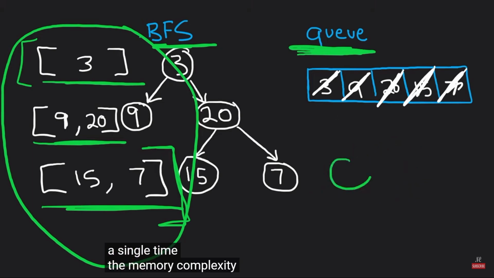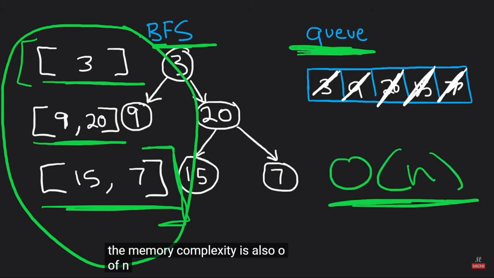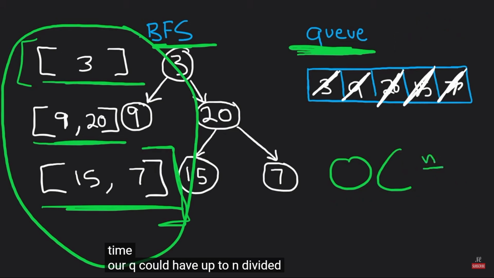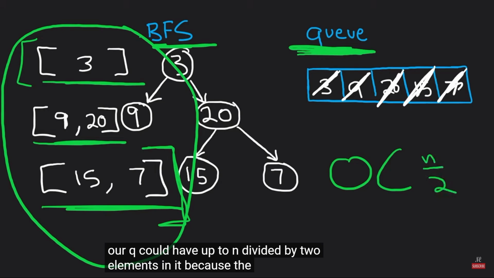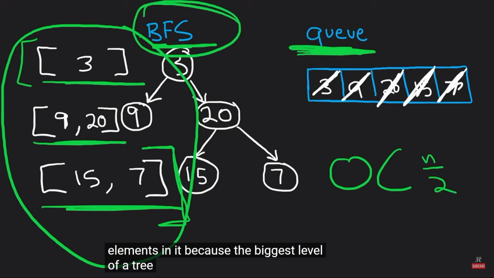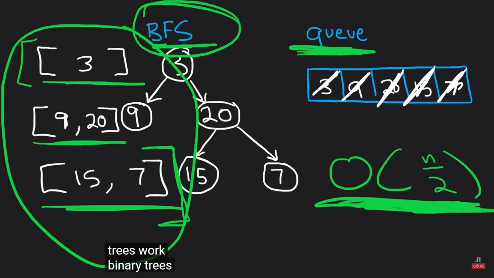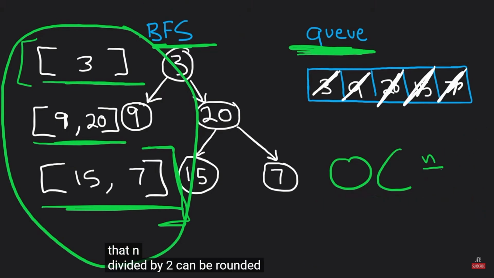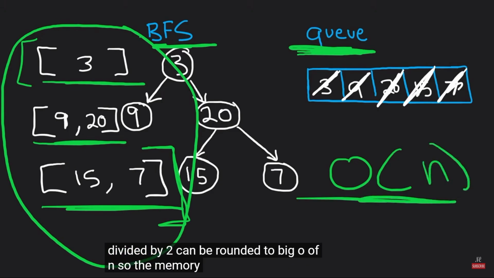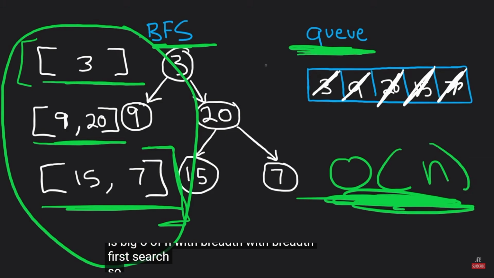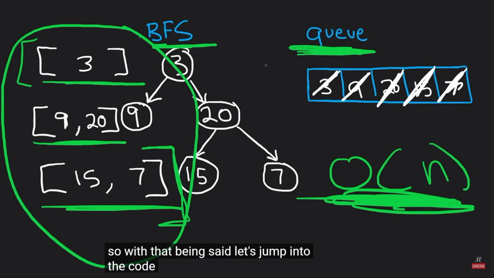The memory complexity is also O of n because our queue, at any given point in time, could have up to n divided by 2 elements in it, because the biggest level of a tree could be n divided by 2. That's how trees work, binary trees at least. And so we know that n divided by 2 can be rounded to big O of n. So the memory complexity is big O of n with breadth first search. So with that being said, let's jump into the code.